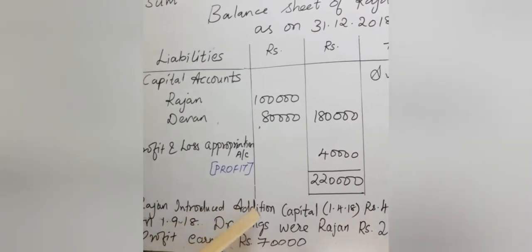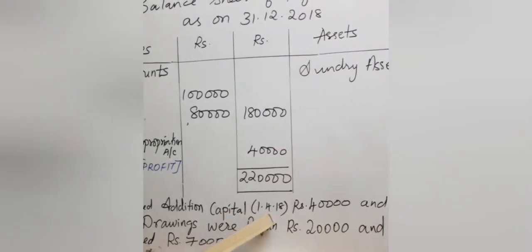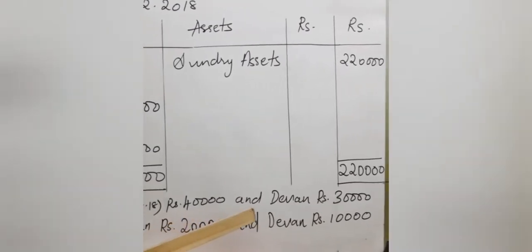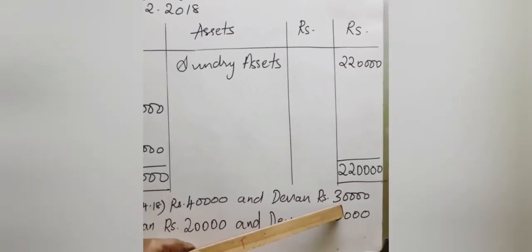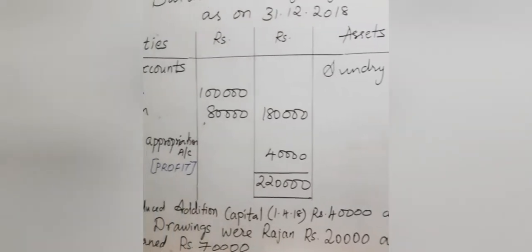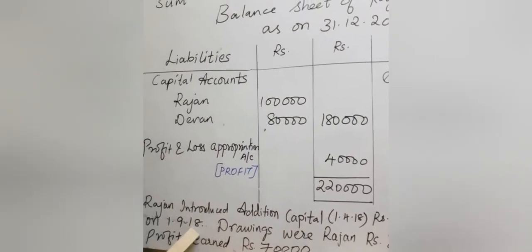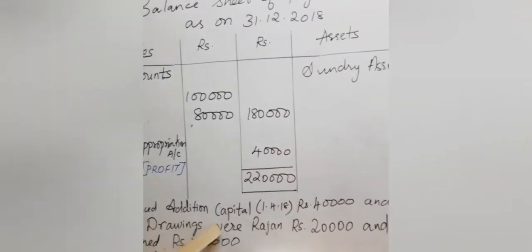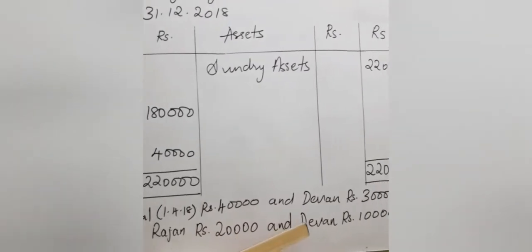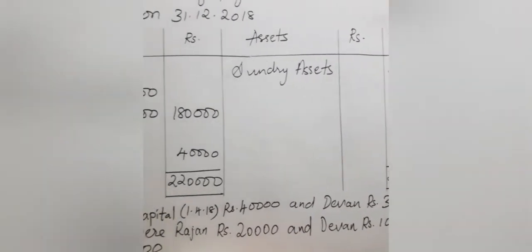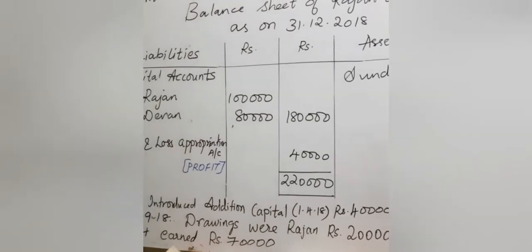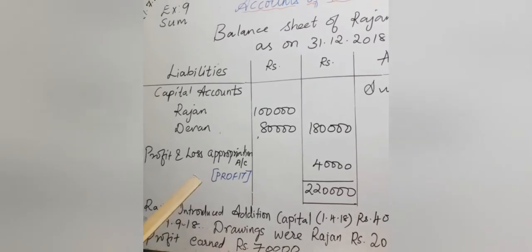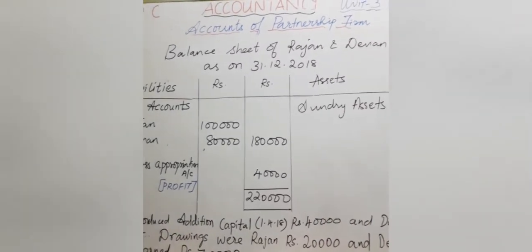Rajan introduced additional capital on 1/4/2018. What is the amount? 40,000. Devan is introducing additional capital 30,000. What is the date? On 1/9/18, September month. Now let us see what the drawings amount is. Drawings were Rajan 20,000, Devan 10,000. This year profit earned is rupees 70,000. Okay students, so this is a question for you. Let us proceed with the solution.